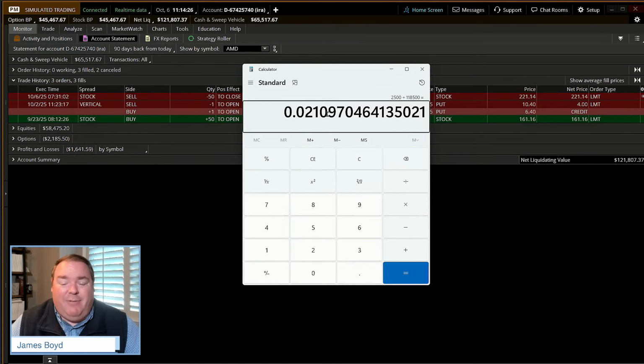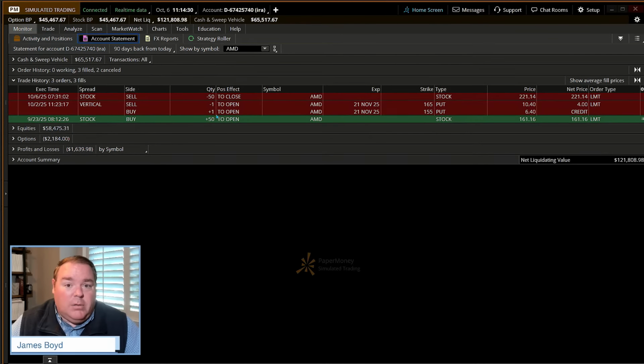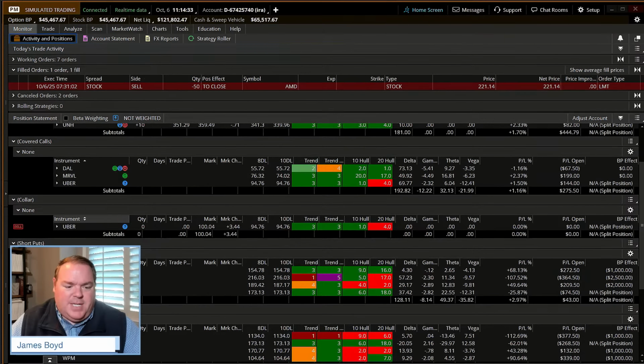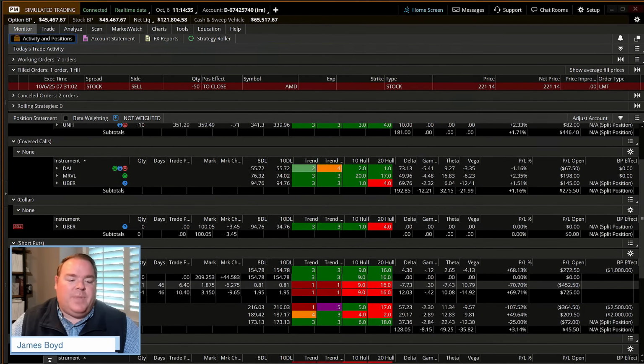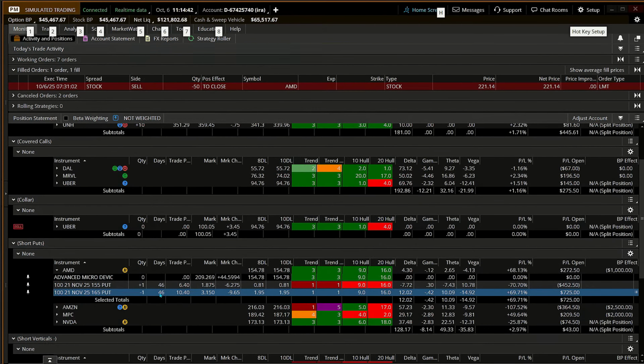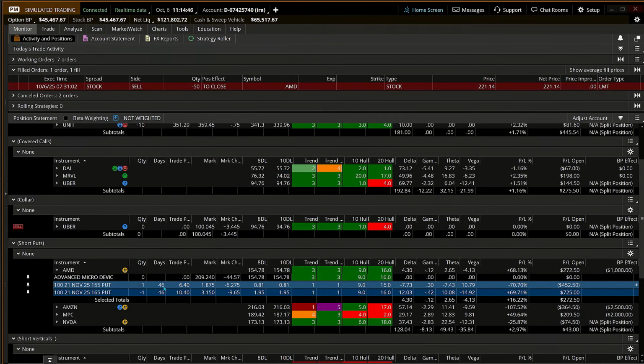Now, you might say, well, you got lucky. I don't know. I mean, we've had ones that have gone down too. Okay, so let's be realistic here. Now, the other thing that we need to bring up is, actually, I was thinking it was a cash secured put, but it's actually not. It's a vertical.